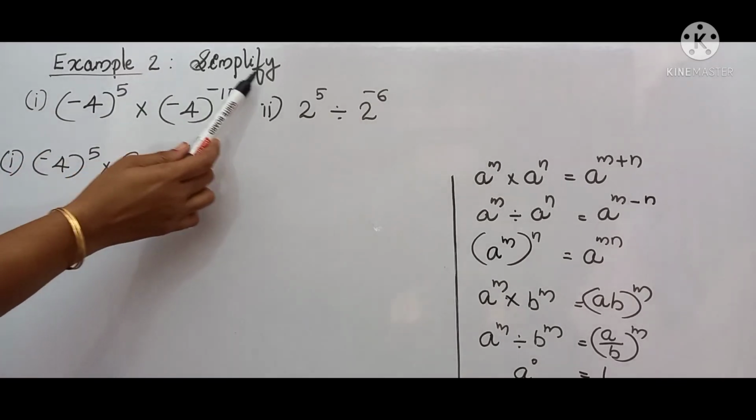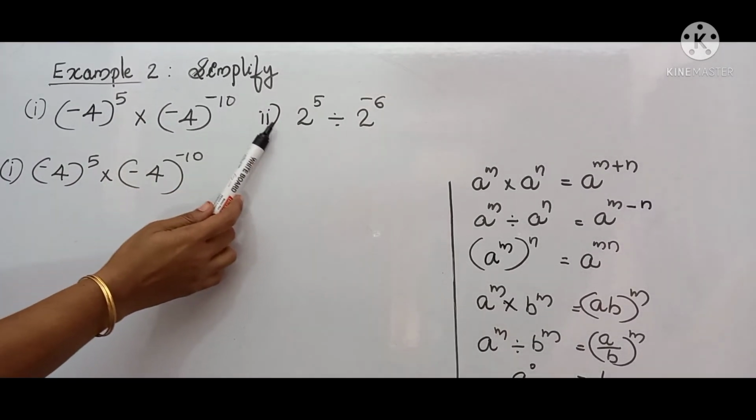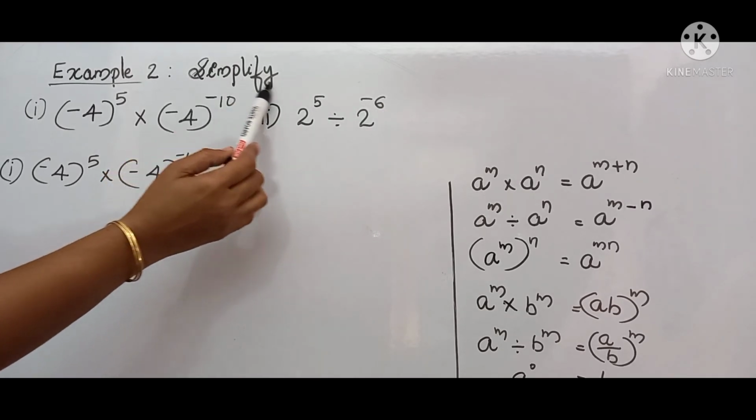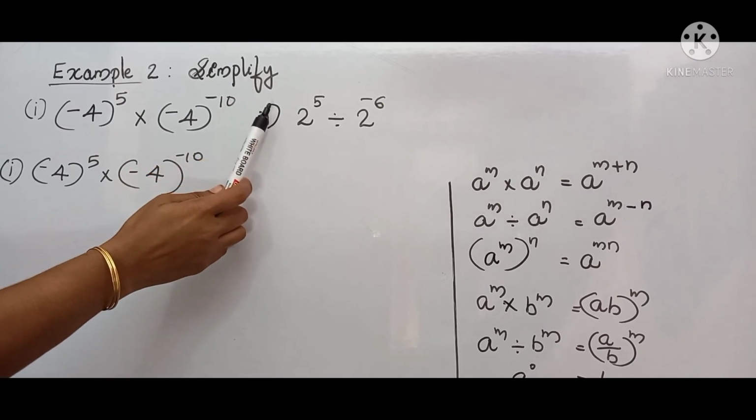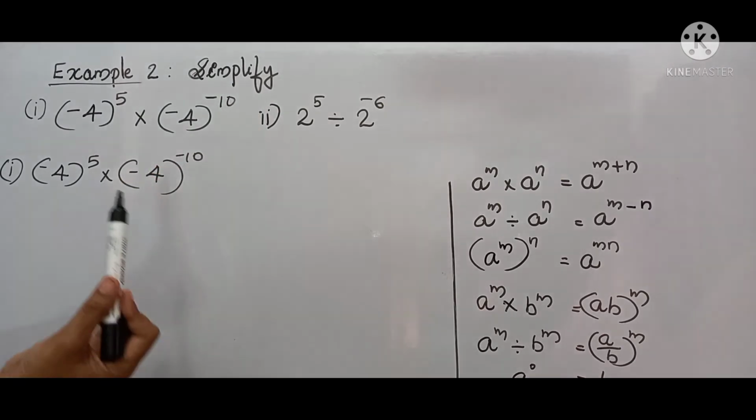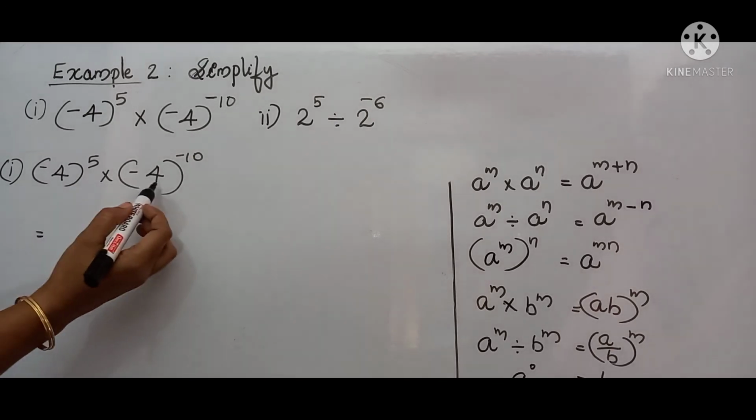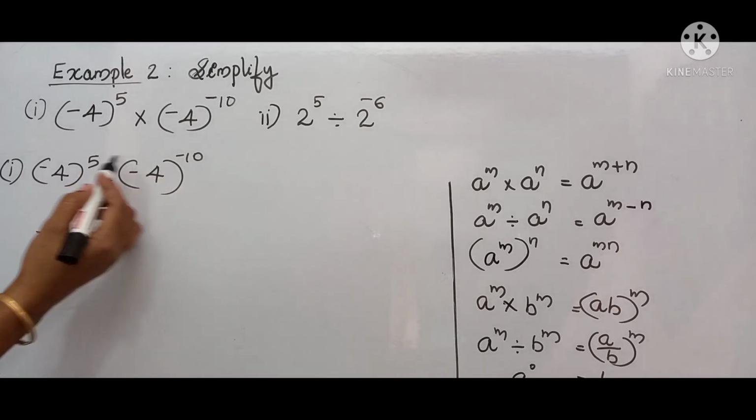Example 2. Simplify minus 4 raised to 5 into minus 4 raised to minus 10, and 2 raised to 5 divided by 2 raised to minus 6. Here it is given simplify. That means the answer we can write in exponential form or as a value. And here we can observe in this question, minus 4 and minus 4. That means the bases are same and the powers are different.